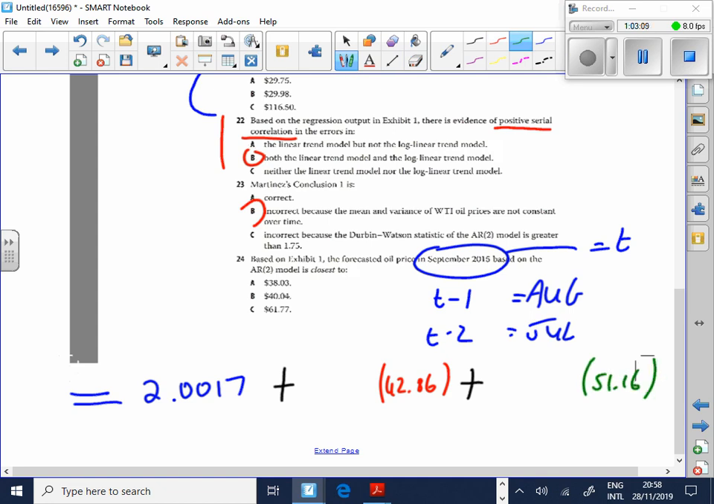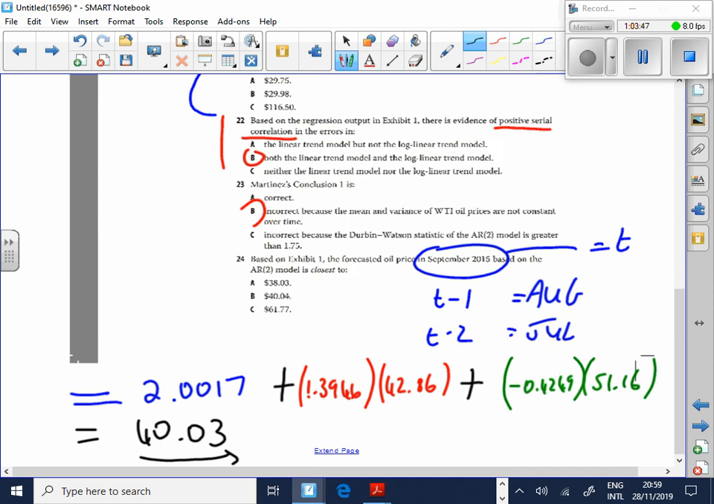You happy with that? And what I need to plug in next to these, I times them by their coefficients, don't I? This is minus 0.4249. You comfortable? And this is 1.3946. Everyone see where I got everything from? Okay, and again, guys, it's really just a plug and play, isn't it? Nothing too crazy, and my answer is 40.03 once you run all the maths. You guys comfortable with that?